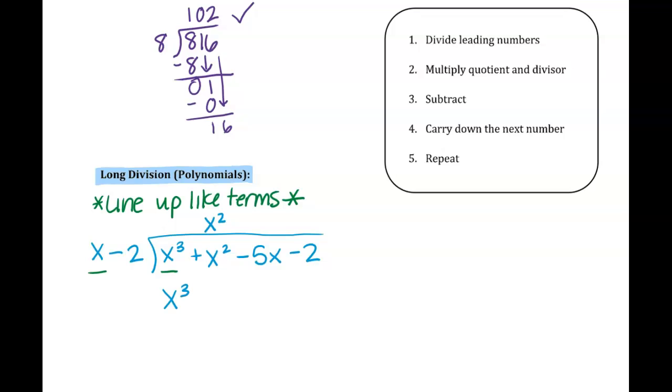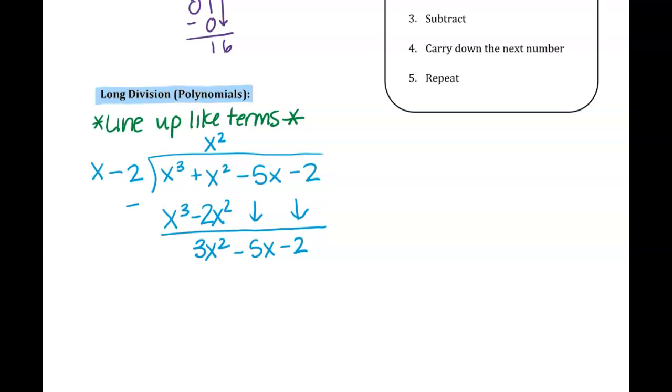Negative 2 times x squared is negative 2x squared. If you'll notice, the x cubes are lined up and all the x squareds are lined up. Very, very important. And so then we subtract those. x cubed minus x cubed is 0. x squared minus a negative 2x squared is 3x squared. And then we bring everything down right now. Negative 5x, negative 2.